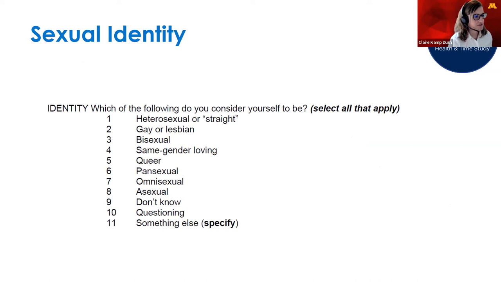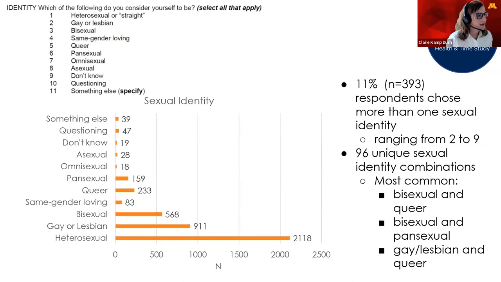Okay, so sexual identity. This was our question for sexual identity, and you could again select all that apply. The options were heterosexual or straight, gay or lesbian, bisexual, same gender loving, queer, pansexual, omnisexual, asexual, don't know, questioning, or something else. And if they said something else, we asked them to specify. You can see here how that broke down.